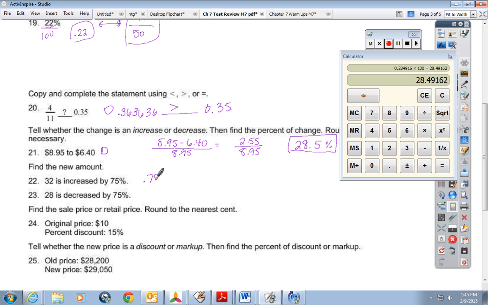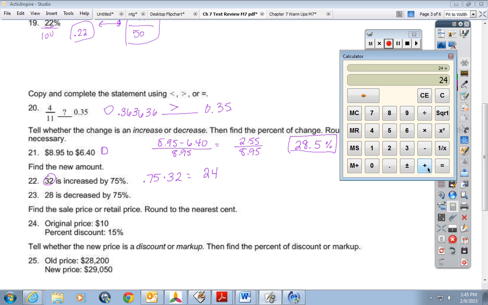I'm going to multiply by 32. When I do that, I get 24. Now is 24 my answer? No, that is what I'm going to increase my original amount by. So does increase mean add or subtract? Add. So I'm going to now add 24 back to 32, and my answer is 56.